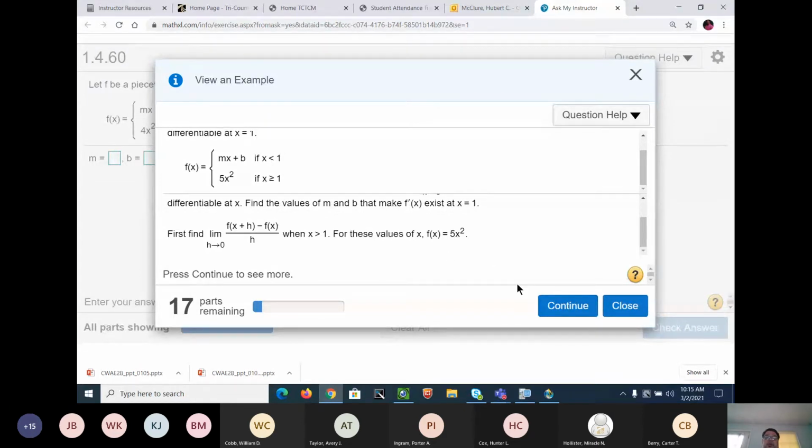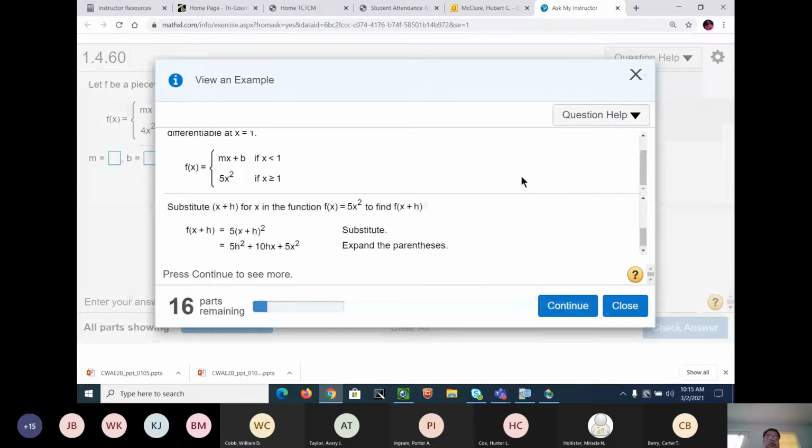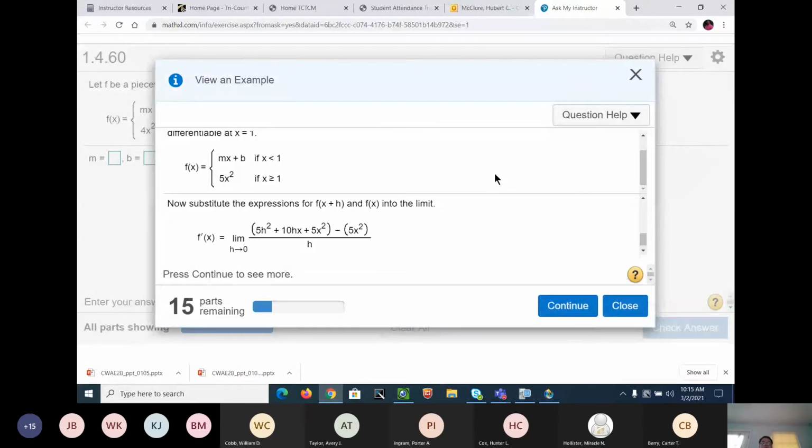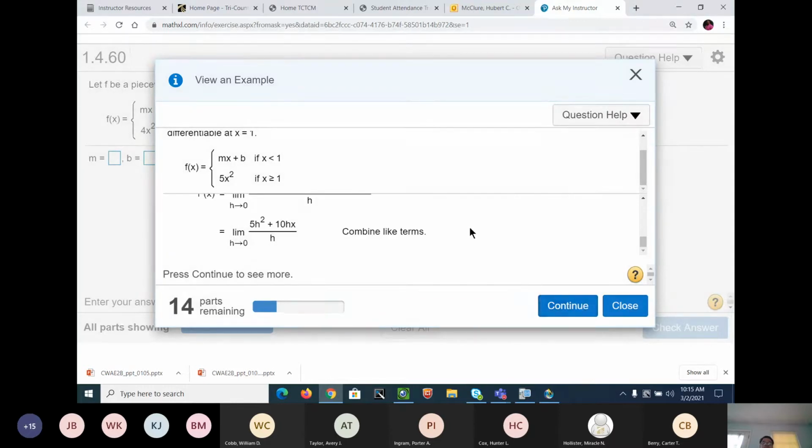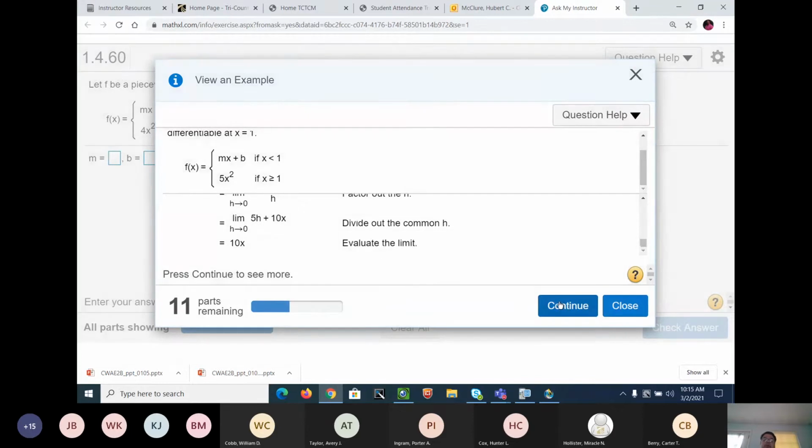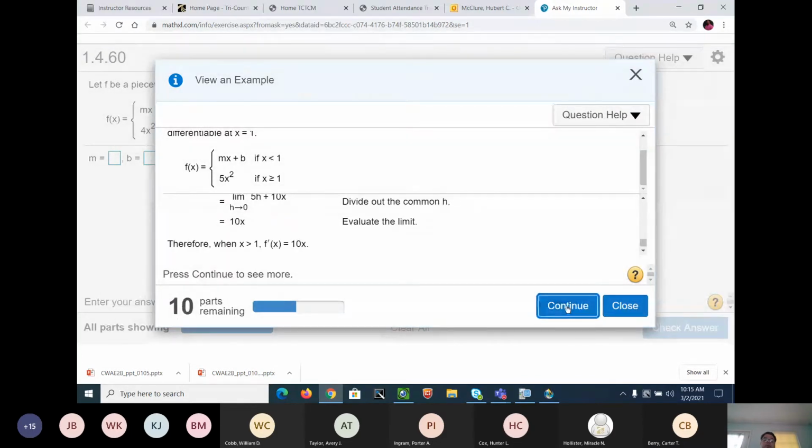Looks like to me they're going to set it equal to 5x squared. Yeah, x plus h. Well, why don't they just tell you to take the... It looks like to me they're putting... It's going to be 10x. There's 10x right there. I'm looking.